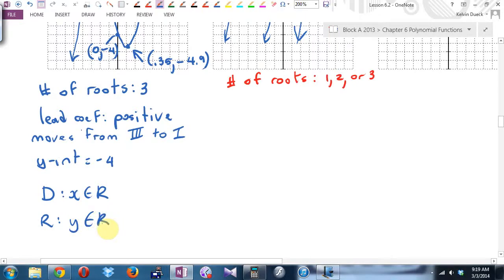For every x cubed graph, Rosanna, they either do this, which means they go all the way left to negative infinity, all the way right to positive infinity, or they do this, which means they're still doing the same thing. In fact, what's the degree of a cubic function? 3. What's the degree of a linear function? 1. For any odd degree function, they're all going to look like this or look like this. They all have domains and ranges of all reals.